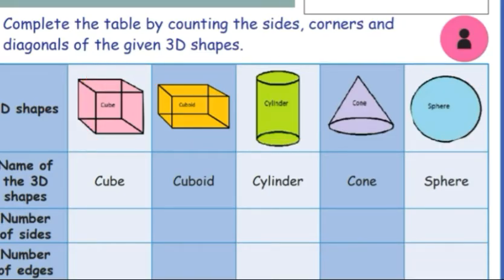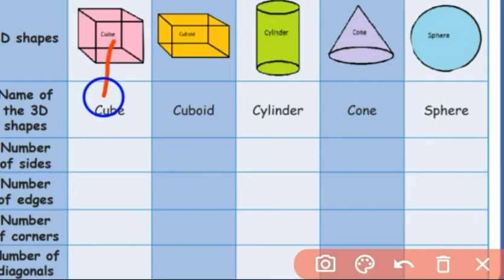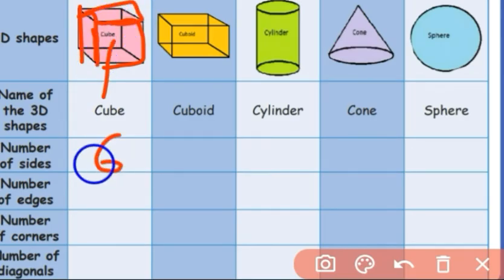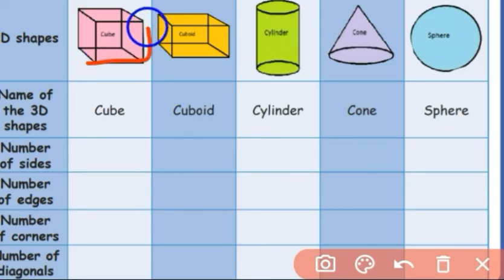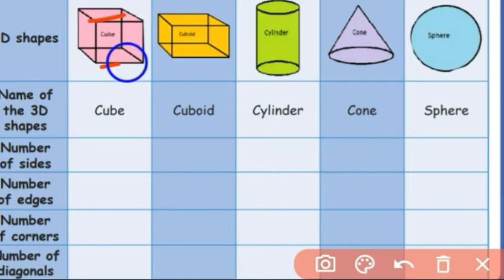See the first one, cube. The name of the 3D shape is cube. Number of sides means faces here. So, a cube has 6 faces. Number of edges. Edges means 1, 2, 3, 4, 5, 6, 7, 8, 9, 10, 11, 12. So, you have to write here number of edges is 12. Number of corners is 8. The total number of diagonals is 16.